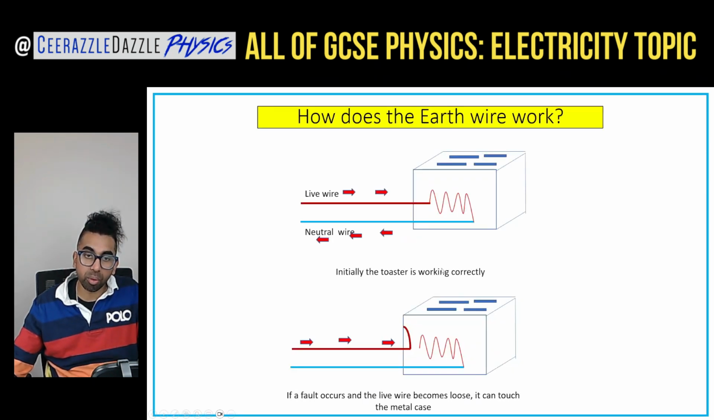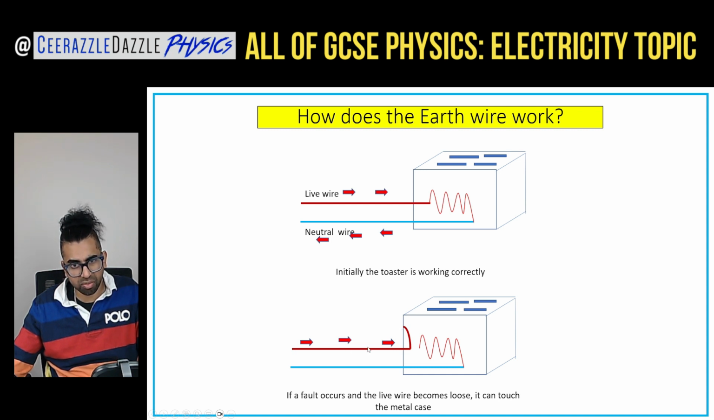How does the earth wire work? Right, so how does the earth wire work? So over here, look, this is a toaster over here. And what happens is we've got a live wire going in and this is the heating element of the toaster. And then we've got the neutral wire going back out again. Right, so this is the toaster working fine. So let's say by accident the live wire becomes loose and touches the metal case.